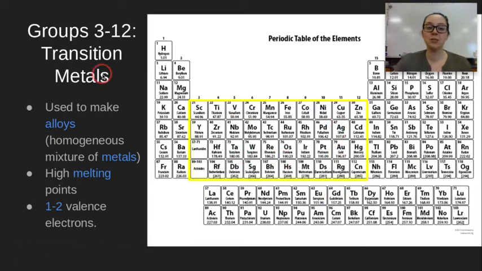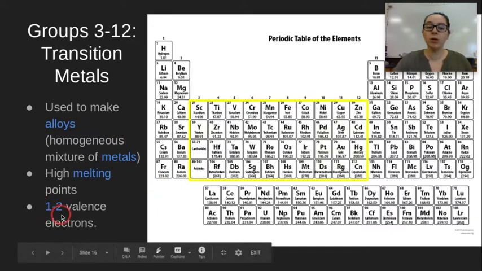They're used to make alloys, and alloys are homogeneous mixtures of metals. Now, we remember, hopefully, what a homogeneous mixture is, and that is two compounds or two elements coming together to form a mixture where you cannot see any separation and cannot be separated. So we make a lot of alloys, things like brass and steel. Those are made from your transition metals. They have very high melting points, higher than group 2. And they'll have 1 to 2 valence electrons.